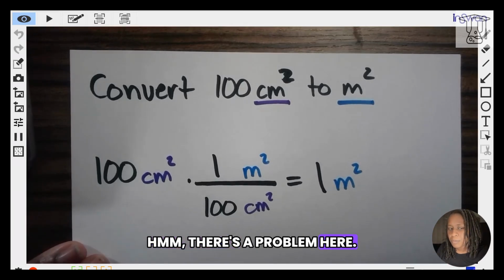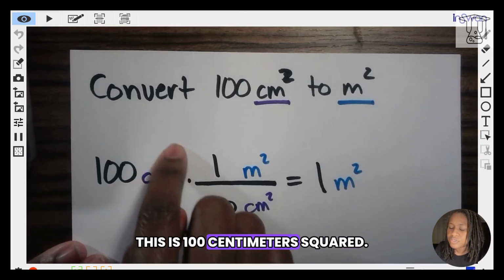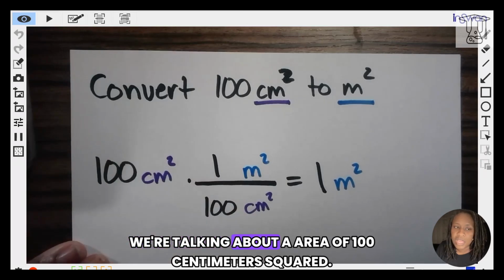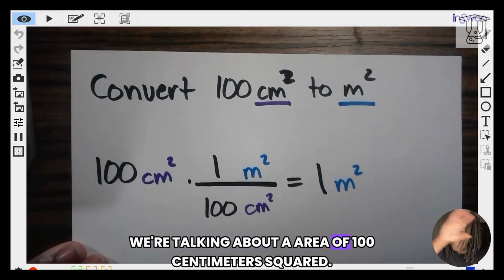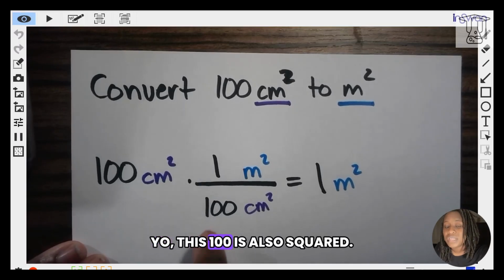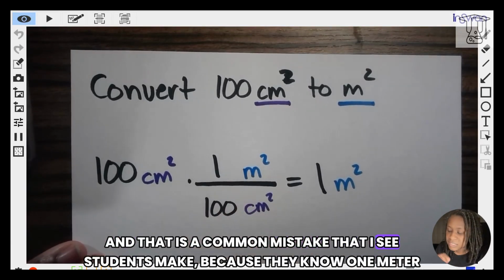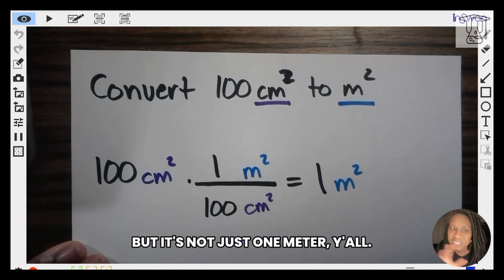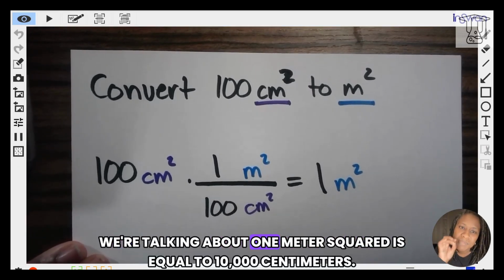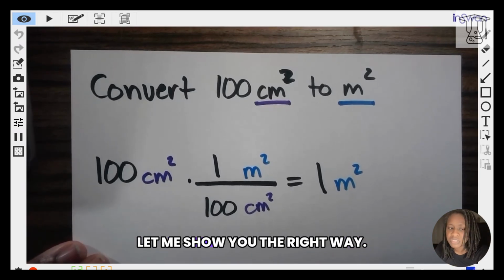There's a problem here. This is 100 centimeters squared. We're talking about an area of 100 centimeters squared. Oh, this 100 is also squared. So you are not supposed to divide by 100. You're actually going to divide by 10,000. And that is a common mistake that I see students make because they know 1 meter is equal to 100 centimeters. But it's not just 1 meter, y'all. We're talking about 1 meter squared is equal to 10,000 centimeters squared. Let me show you the right way.